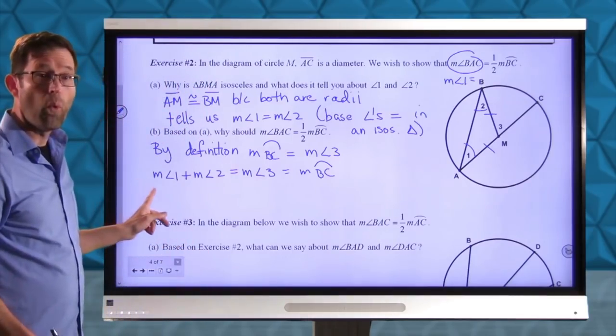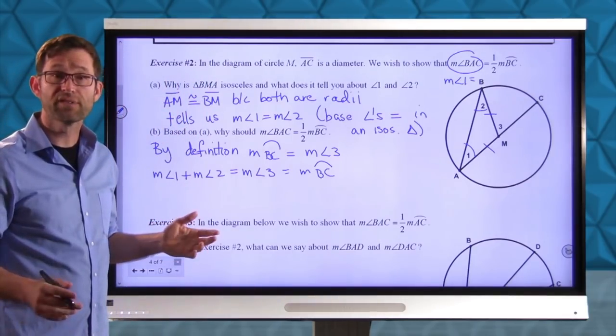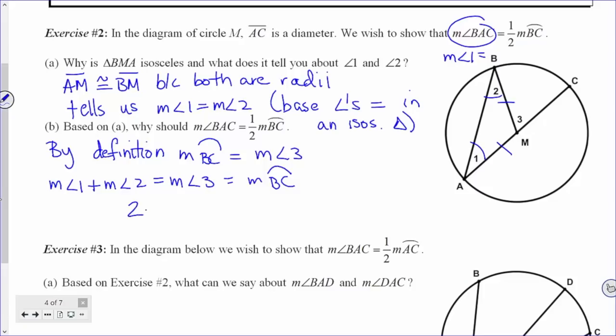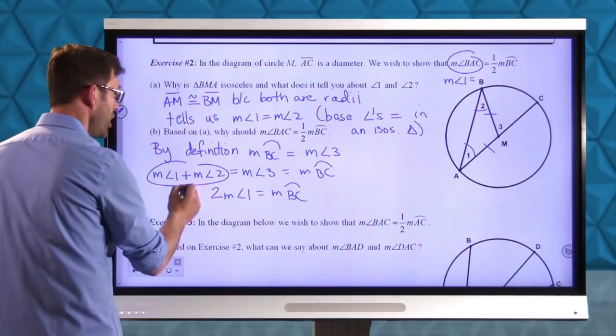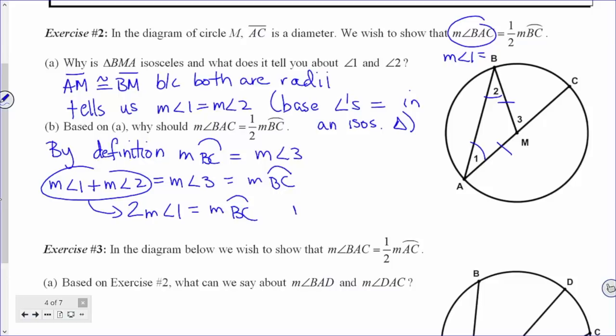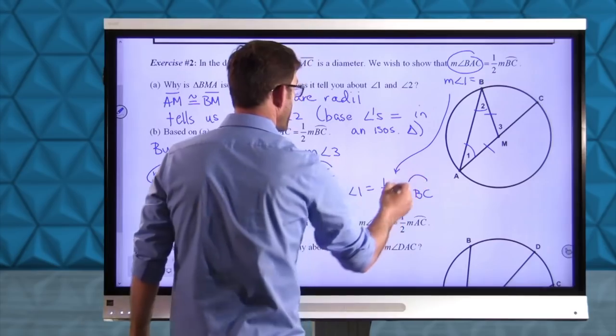And yet, 1 and 2 have the same measurement, right? That's from letter A. So I could just say 2 times the measure of angle 1 is equal to the measure of arc BC, right? Because both of these are equal to the measure of angle 1. And therefore, the measure of angle 1 is 1/2 the measure of arc BC. And that's what we wanted.